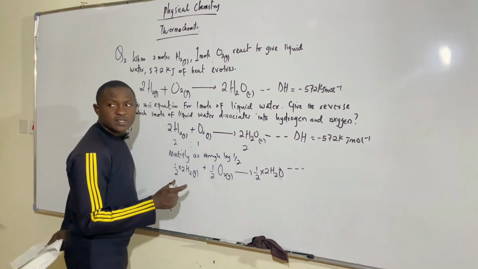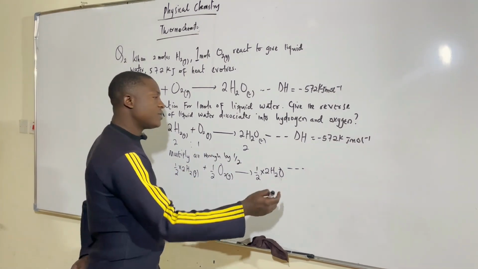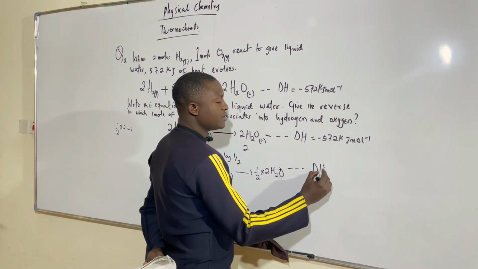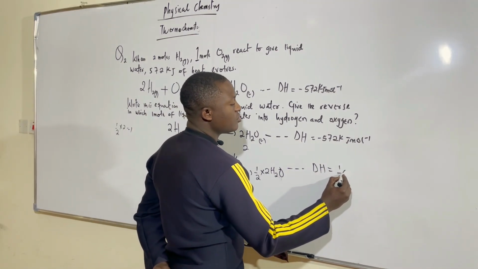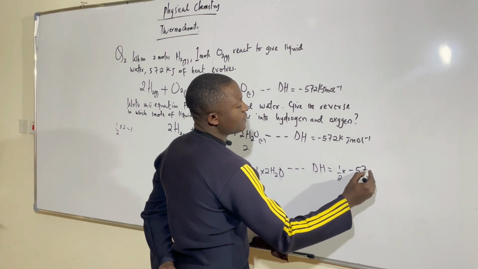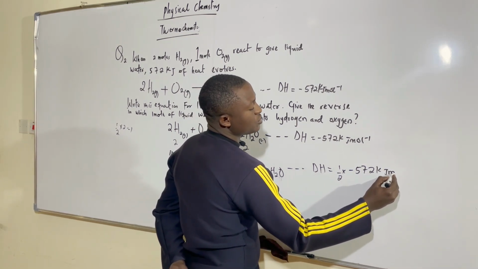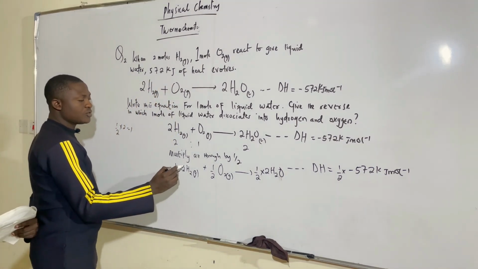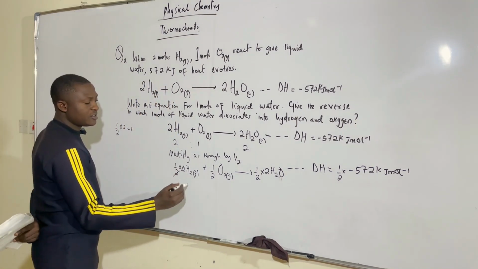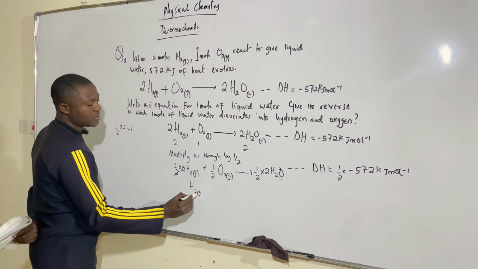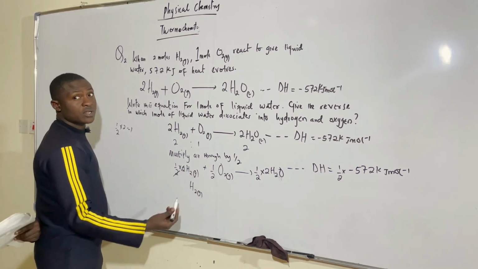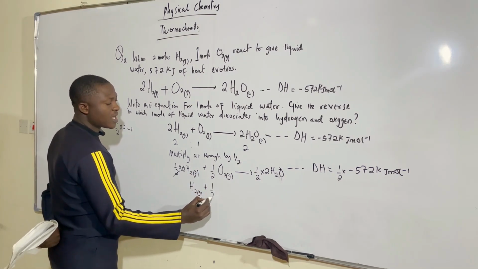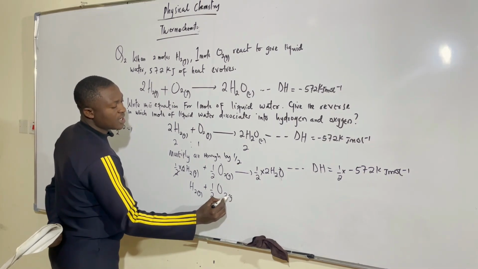So the moment you affect the numbers, it must affect the energy level as well. So the level of this is a half multiplied by minus 572 kilojoule per mole. Right? So now from here, 2 can cancel 2 here. If 2 cancels 2, what do we have left here? We are going to have hydrogen gas. So you can see this one cannot cancel each other. So what I have here is a half oxygen gas.